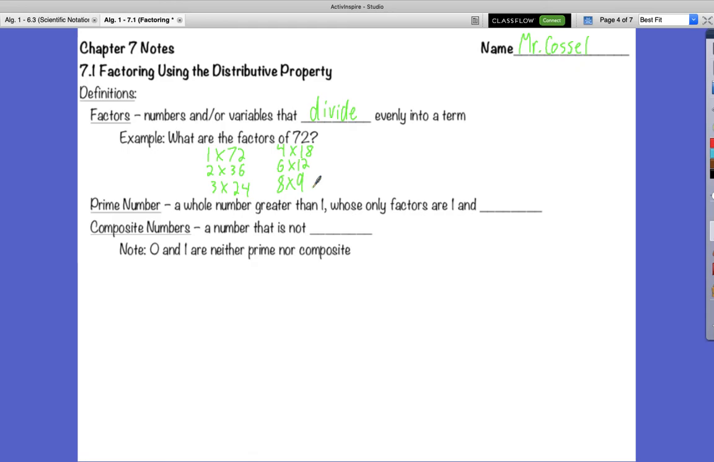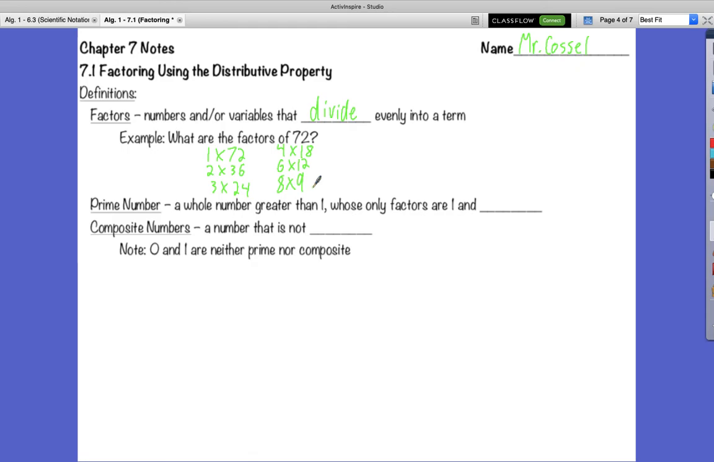Anyway, so these are the factors of 72. And I just listed them in order so that way we could make sure we got them all. I like to go from lowest to greatest. Say, okay, 1 goes into 72, 2 goes into this, 3 goes into this, 4 goes into this, 5 doesn't go into it, and so on and so forth. So those are all the factors of 72, right?